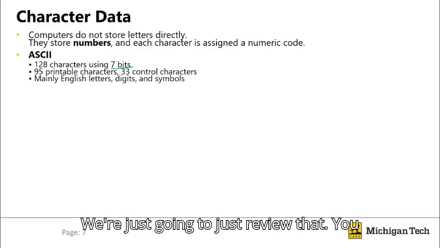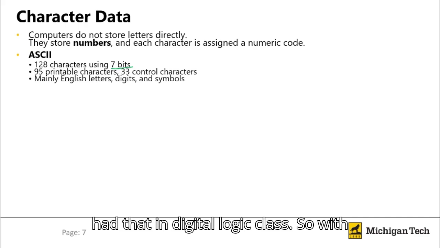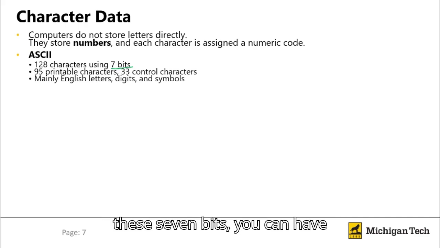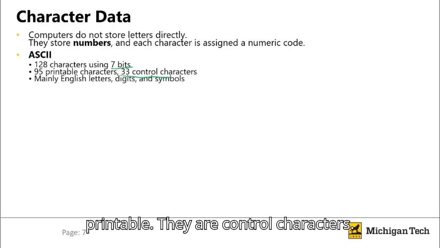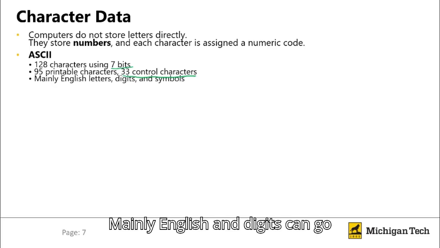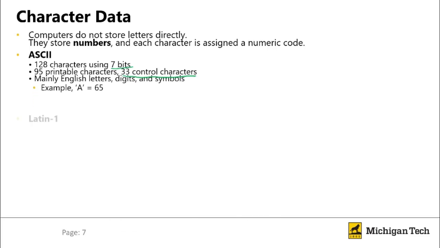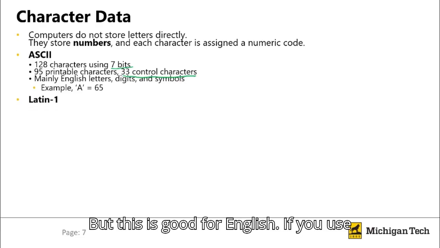I'm just going to review that. You had that in digital logic class. So with these 7 bits, you can have 128 characters. Mostly 95 are printable characters, and 33 are not. They are not printable. They are control characters. Mainly English letters and digits can go there, and some symbols. But this is good for English.